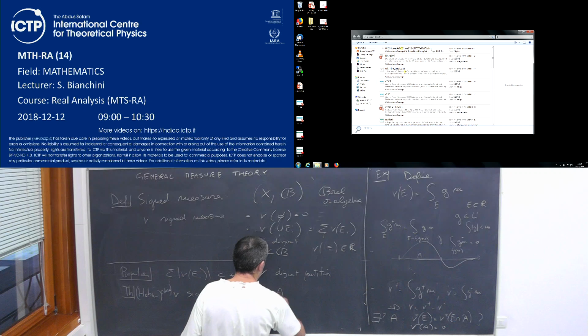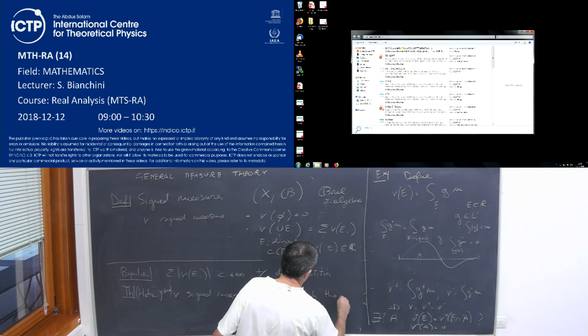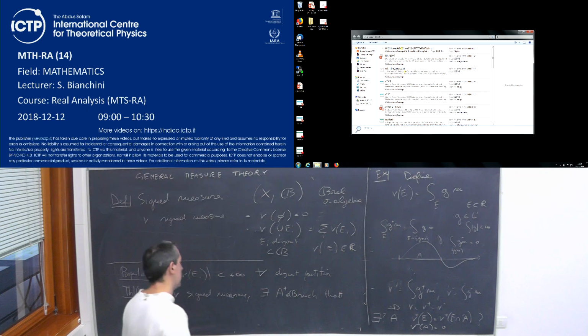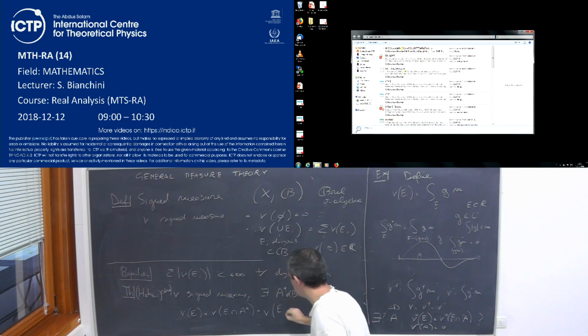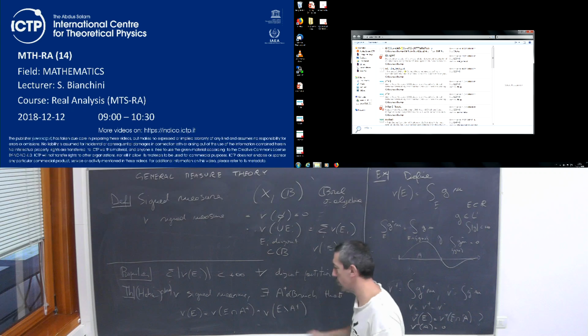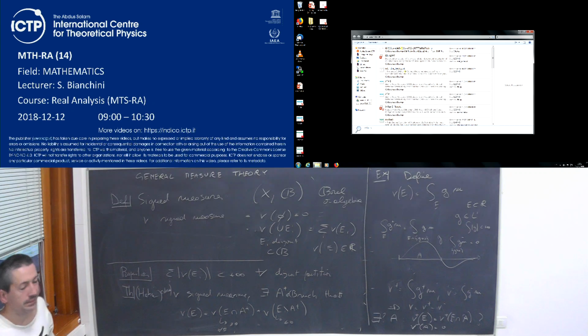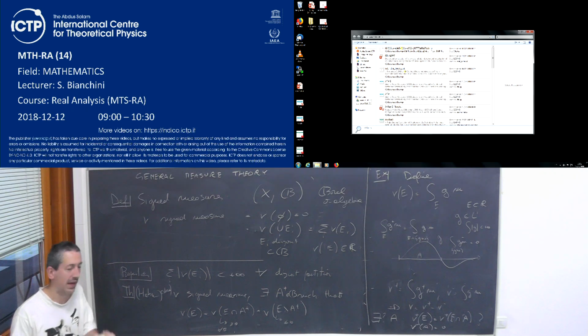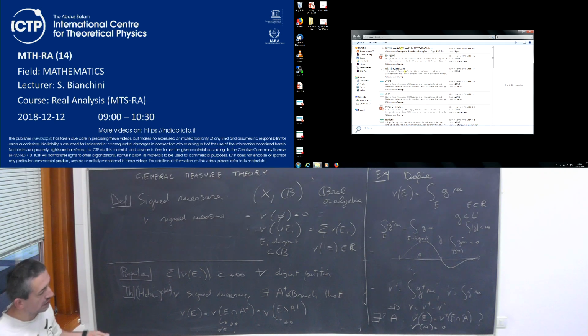So there exists a set, let's say A plus, such that mu of a set E is mu of E intersection A plus, plus mu of E intersection the complement of A plus. This is obvious. And the first quantity is greater or equal than 0, and the second quantity is less or equal than 0, for all E. So you have the part where the measure is positive and the part where the measure is negative. It's like for functions. The theorem tells you that you can do that.